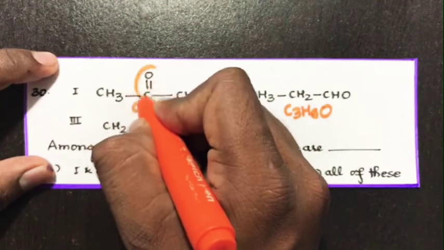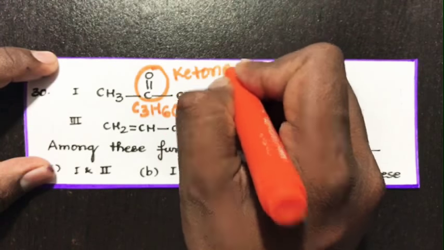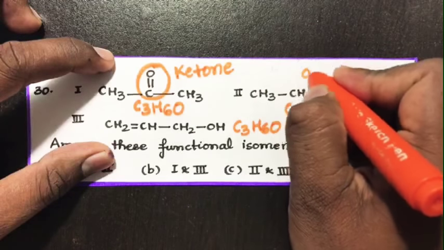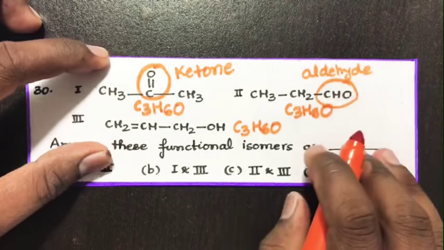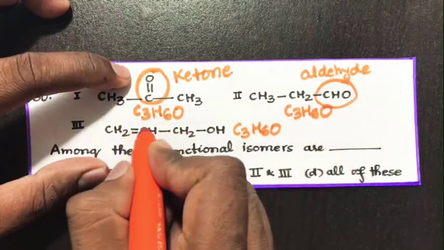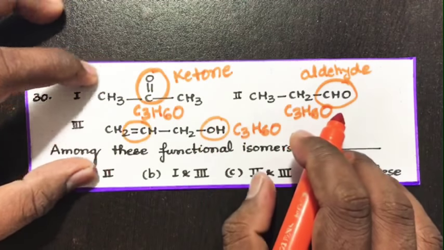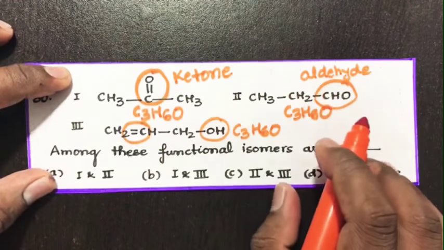In 1, this is the ketone functional group, and here the functional group is aldehyde. So 1 and 2 will be the functional isomers. Now coming to this one, it contains 2 functional groups, that is alkene as well as alcohol. So 1 and 2 are functional isomers because they have ketone and aldehyde functional groups.